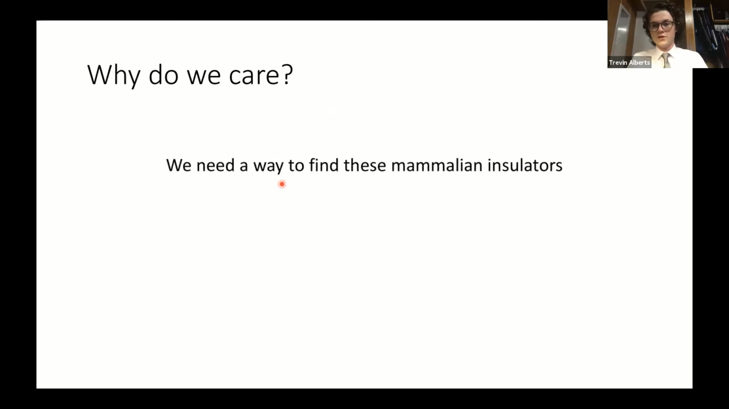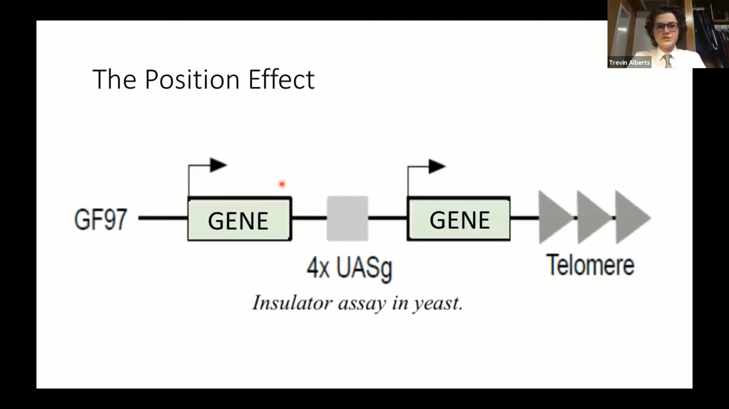So we need a way to identify these mammalian insulators and see if they're effective insulators or not. And so we will be looking at a single test in a yeast system to see if it is a viable test to identify insulator proteins, mammalian insulator proteins.